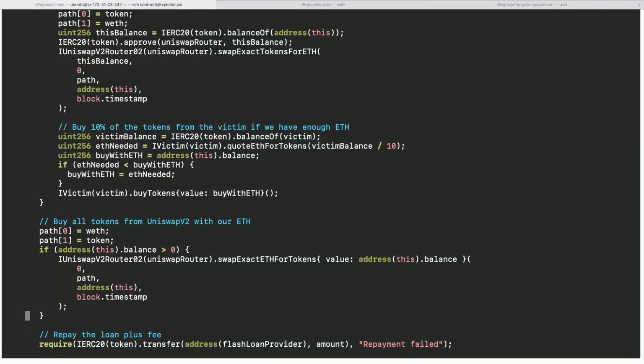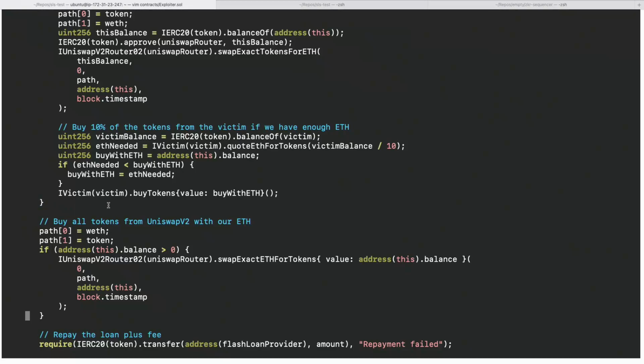And then I go to the victim, and I say, hey, victim, how many tokens do you have? Okay. How much ETH would you want for that? And I'm going to buy those tokens from the victim. I'm actually going to buy only 10% because I'm dividing the balance by 10 in here, okay? And that all happens in the loop.